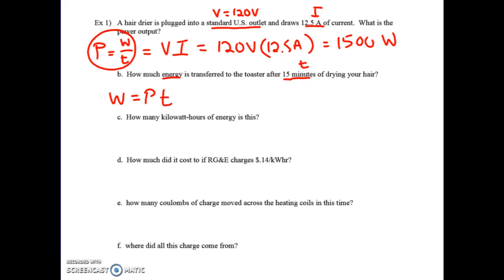But we got to be careful about the time because it's given in minutes, so you got to make the conversion to seconds. Sometimes we'll have to do it to hours for reasons we'll see again tomorrow. So 15 minutes to get it to seconds multiplied by 60. I think you guys can handle that. That's 900 seconds. So we do 1500 watts multiplied by 900 seconds. We're going to get a big number, and it's 1.125 times 10 to the 6th. Okay, so it's 1.1 million.